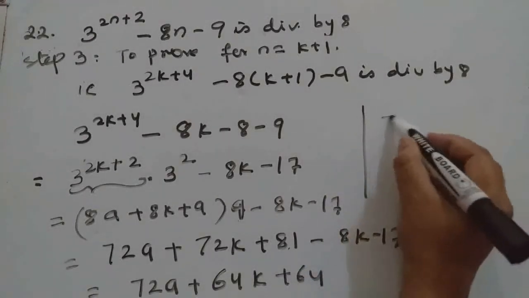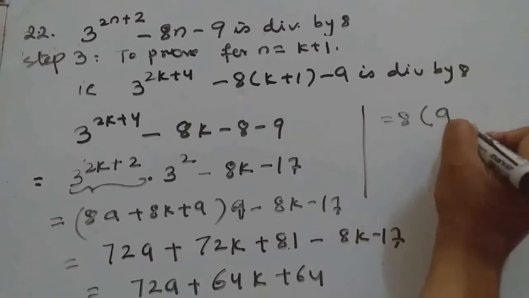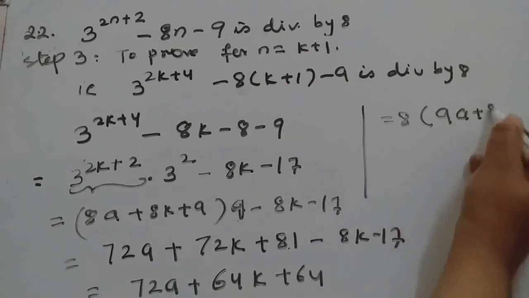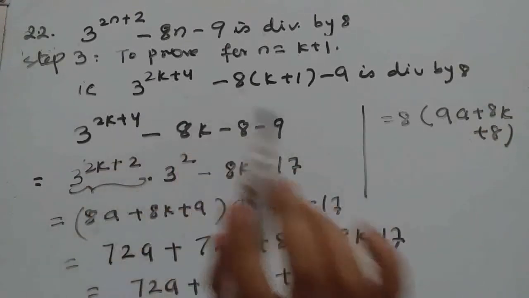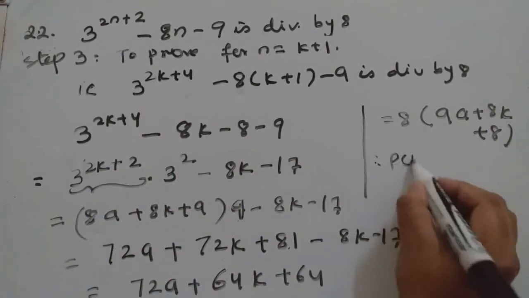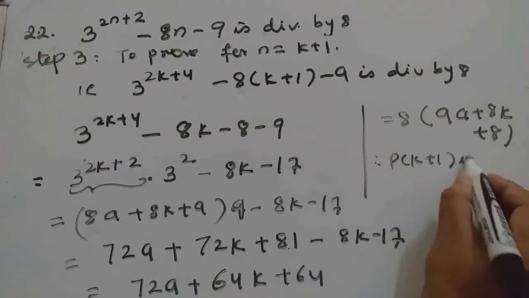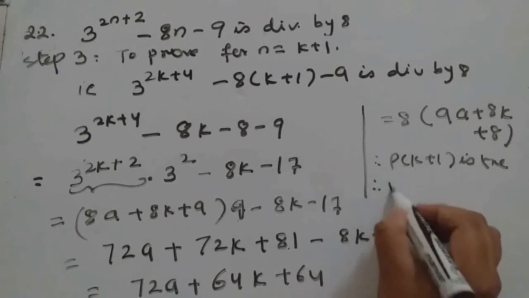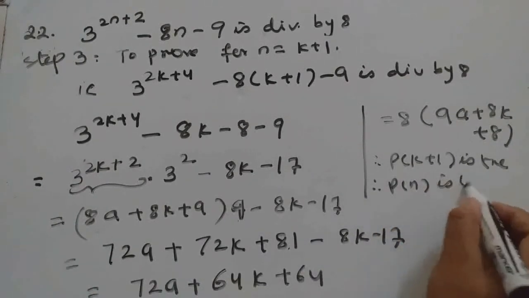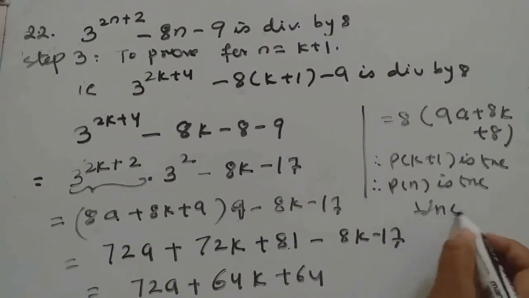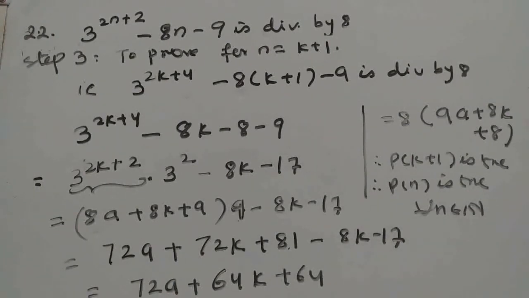So we can take 8 common. So 8 will remain, 8a plus 8k plus 8, isn't it? So 8 into some number means divisible by 8. Therefore p of k plus 1 is true. Therefore p of n is true for all n belongs to N.